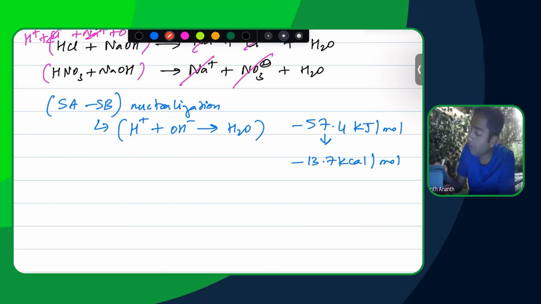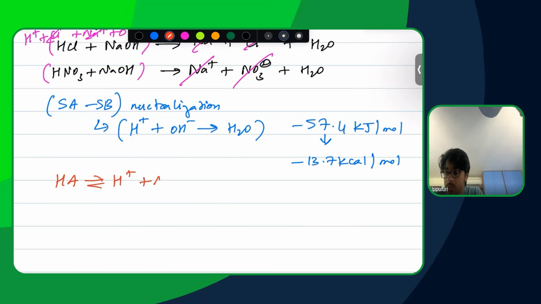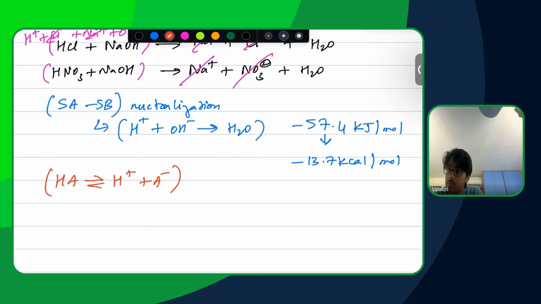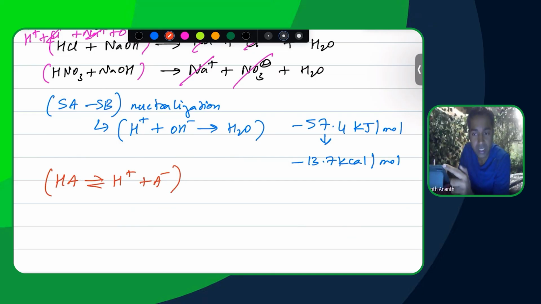Now let's talk about what happens when there is a weak acid. If I take a weak acid like HA, it does not dissociate completely. So I need to force it to dissociate completely and then undergo neutralization. Let's say I take 1 mole of HA and neutralize it. That is what enthalpy of neutralization tells me. But this time, since it's an acid, I'll neutralize it with a strong base.